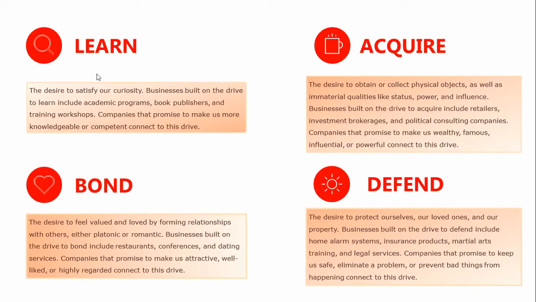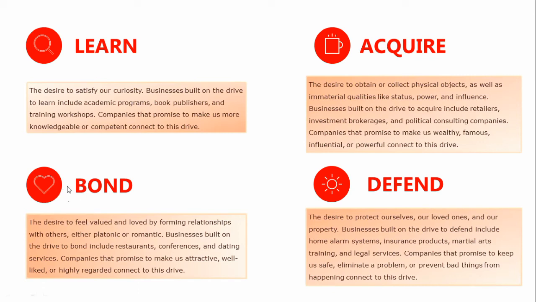And these include academic programs, book publishers, training workshops, companies that promise to make us more knowledgeable or competent connect to this drive. And what I mean by this is that some businesses are built solely on the learn function of the human. For example, you can sell books. Therefore, you're going to focus on the learning function. If you sell academic programs, you're going to focus on the learning function. And this is a very, very strong business model, because it's taking advantage of our curiosity. And therefore, gurus, scammers, and assholes are taking advantage of our curiosity to sell us courses, even if I don't watch them. So this is a strong business model.